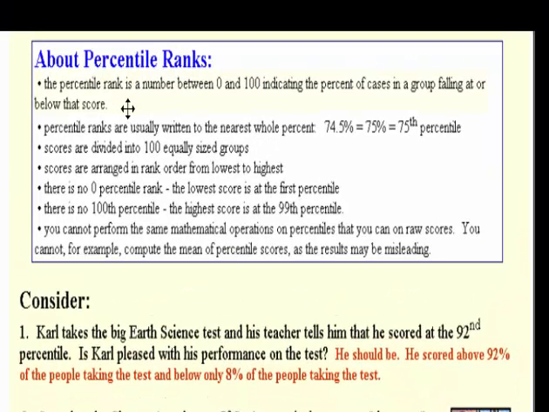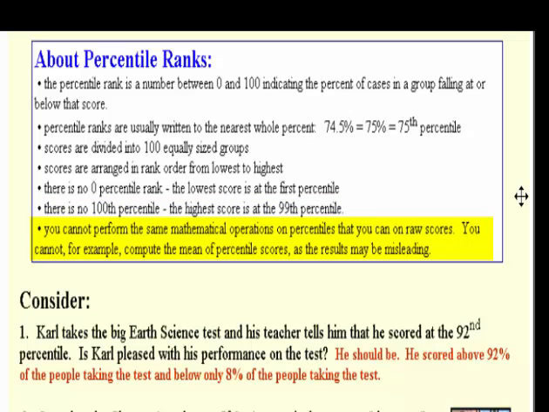The percentile rank is a number between 0 and 100, indicating the percent of cases in a group falling at or below the score. Percentile ranks are usually written to the nearest whole percent. Scores are divided into 100 equally sized groups. Scores are arranged in rank from lowest to highest. There is no 0 percentile. The lowest score is the first percentile, and there is no 100th percentile. The highest score is the 99th percentile.